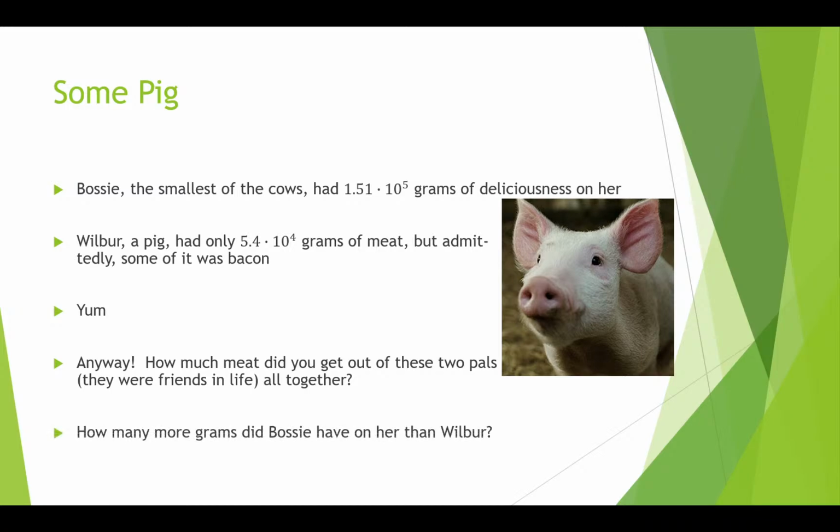How many more grams did Bossy have on her than Wilbur? How is that a different question? If Bossy had 1.51 times 10 to the 5th and Wilbur had 5.4 times 10 to the 4th, how many more grams did Bossy have than Wilbur? What am I going to do with those two numbers, and what's that going to look like? Give it a try and teach. What are you thinking, Almas? Yeah, go for it. See what you can do. Is that what you were going to say over here, Molly? Subtract them? Yep.